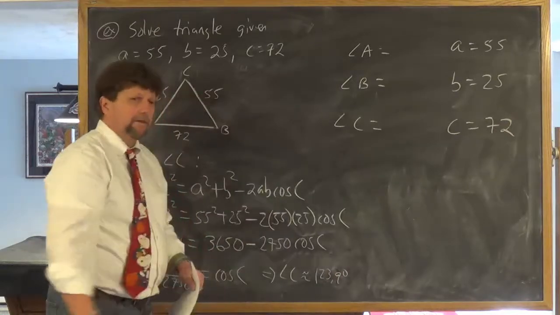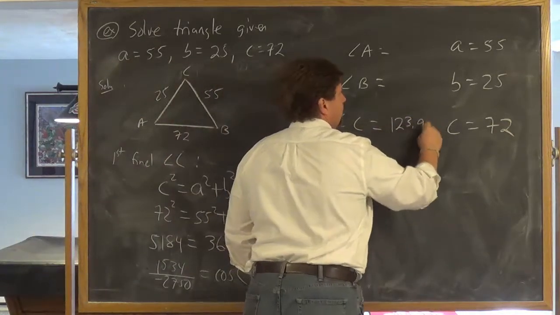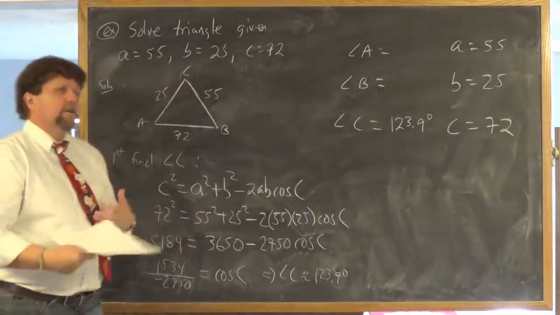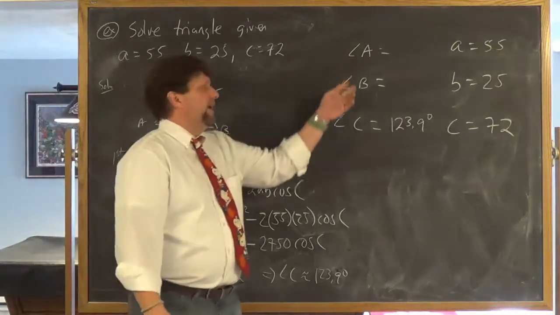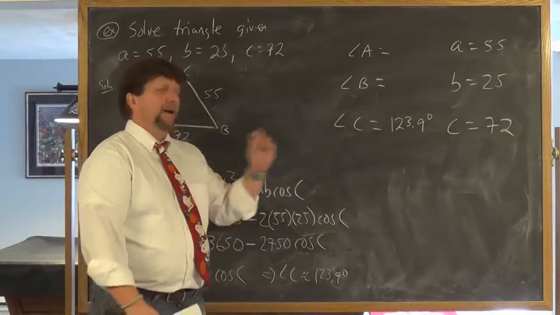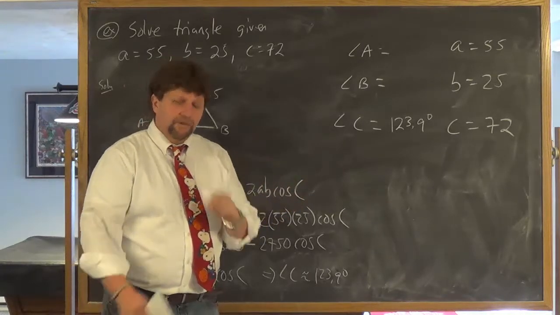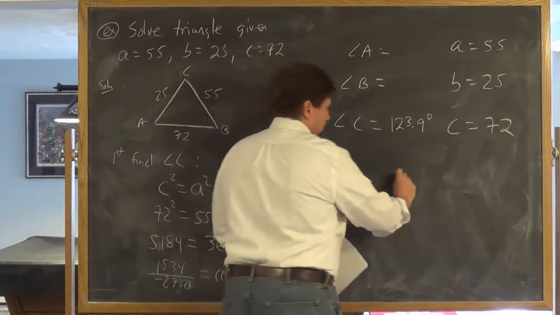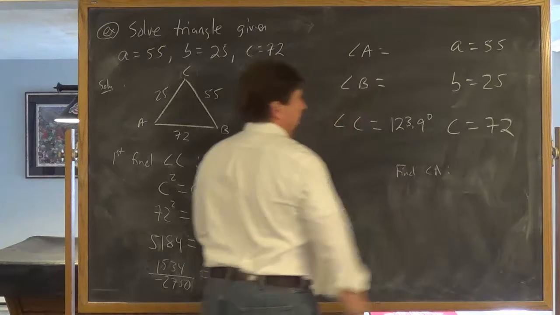123.9 degrees. So I'll put 123.9 degrees. Now, according to my guidelines, it doesn't matter which angle we find next. It doesn't matter if we find angle A next or angle B next. And I'm going to use the law of sines. So let's find, following the alphabet, angle A next.